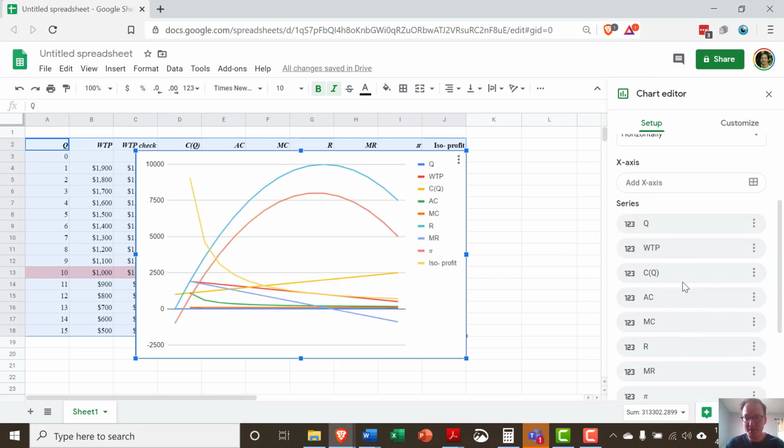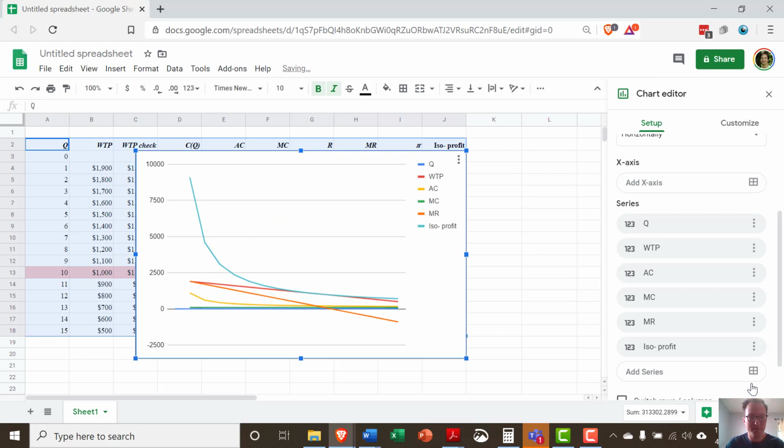The total cost, right, which is this yellow curve, that's not necessary. It doesn't help us. We can remove that, right? The marginal cost, we want. The revenue, we also don't want. I'm going to remove that. And the profit, we also don't want. I'm going to remove that. Everything else looks like we would like to have it, so that's good.